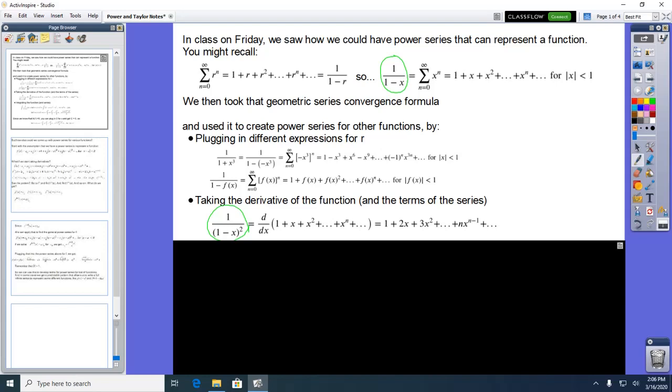And then what we can do is you can actually take the derivative of both sides of this equation here, right? So you take the derivative over here, and you end up with this.